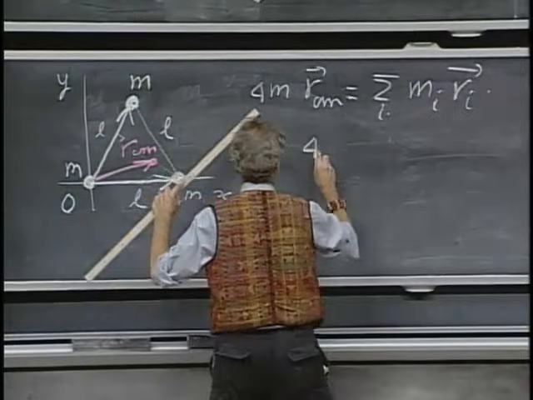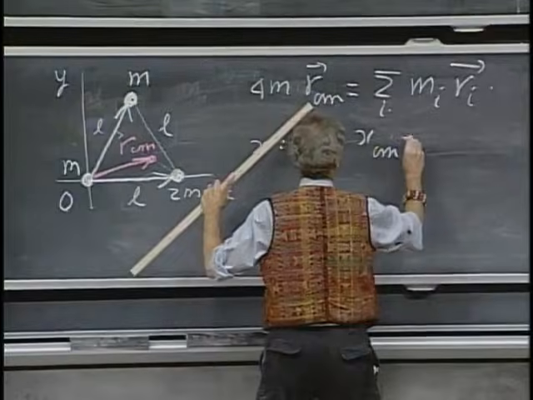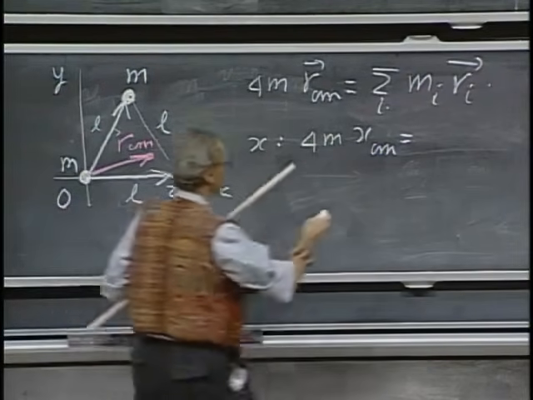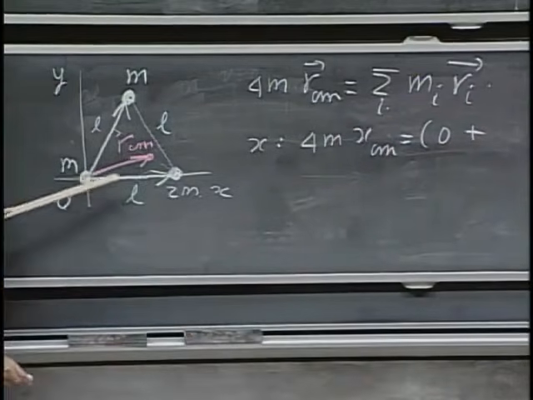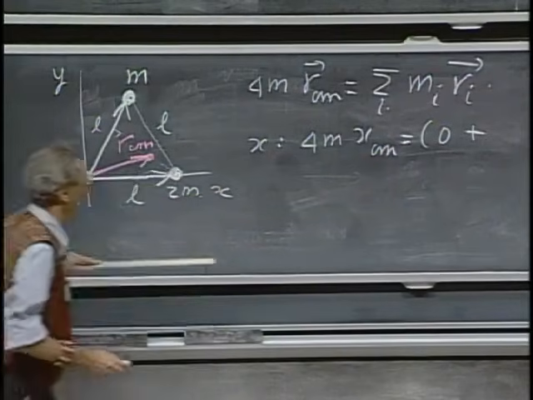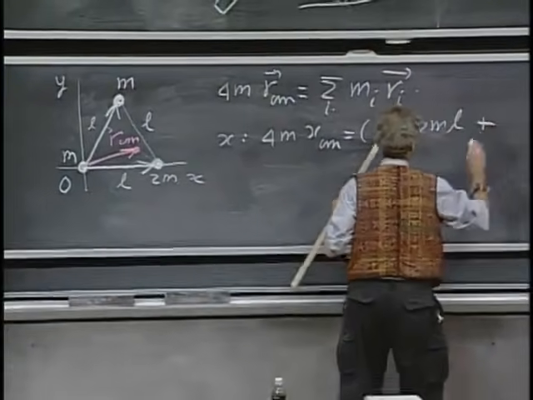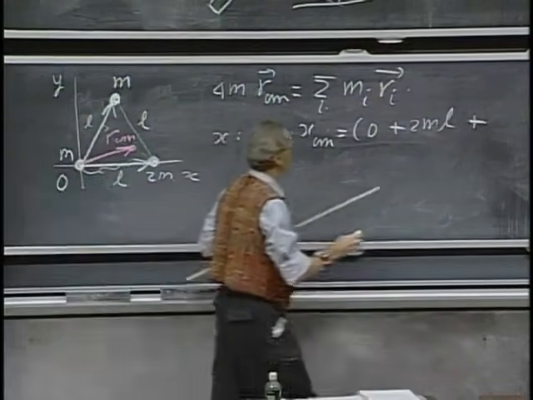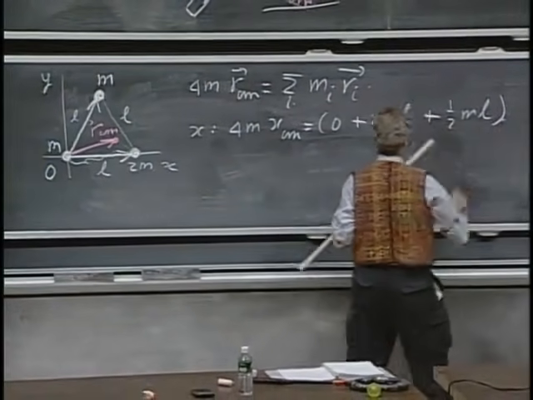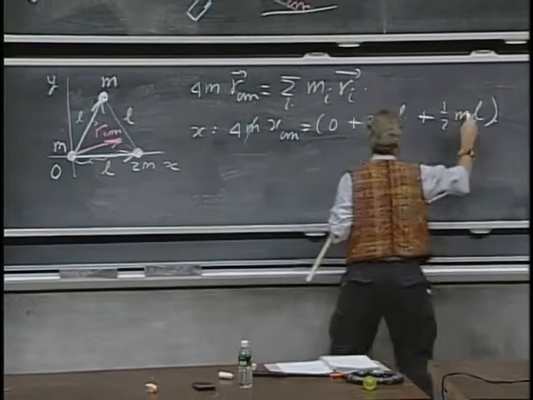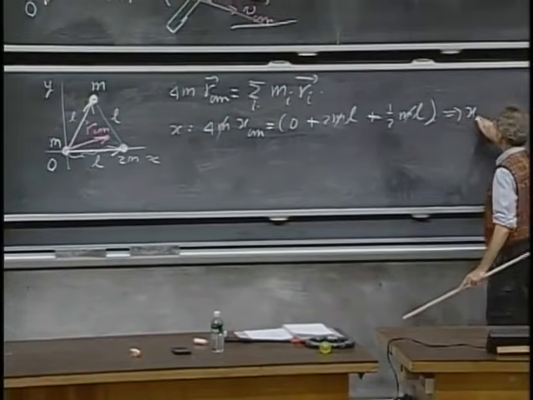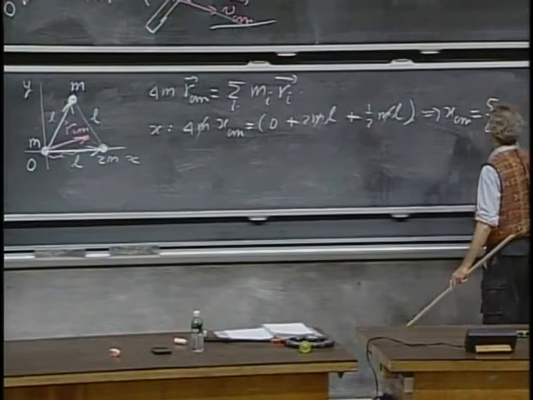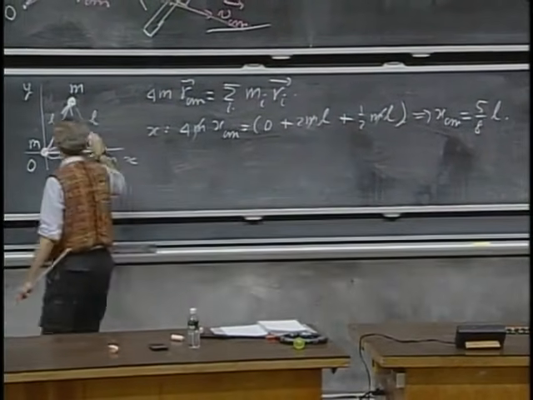So now I have that 4m times the x component of the center of mass equals this mass times the x component of its position vector, which is 0, plus this mass, which is 2m, times the x position, which is L, so plus 2m times L, plus this mass times the x component of this mass, which is 1/2 L. So that gives me plus 1/2 m times L. My m goes, and so I get that x center of mass equals 2.5 divided by 4, that is 5/8 L. So we were not too far off where we put it.